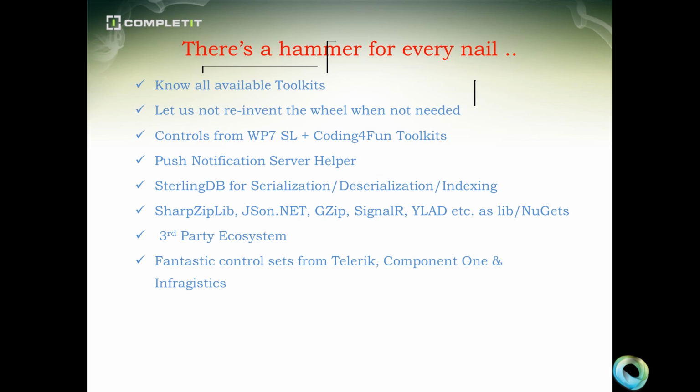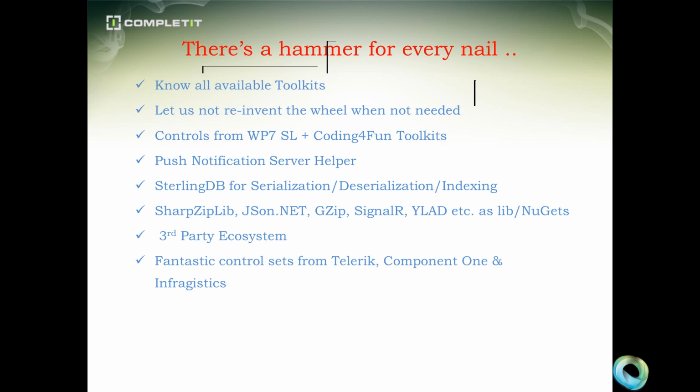There are other ones. There's SharpZipLib. There's JSON.NET if you want to parse JSON. There are SignalR libraries if you want to do real-time communication. Peter Kuhn, who's another presenter for Silverlight, has a wonderful toolkit called Ylad. So these things are available as libraries and NuGets. So just take a look around to see what's already there before you create your own.